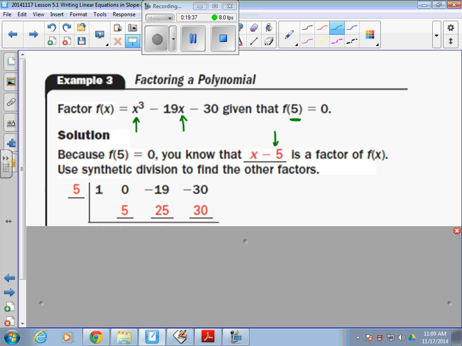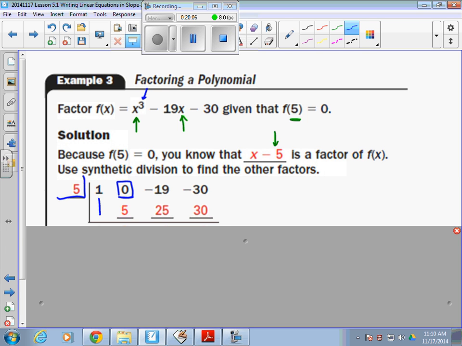Here's an example. Notice you go from x to the third. There is no x squared. Therefore, you represent x squared's coefficient with 0. So you're going to use the opposite of x minus 5, and the thing you're dividing by is 5. So 1, 0 for x squared, x to the first power is negative 19, and then they have negative 30.